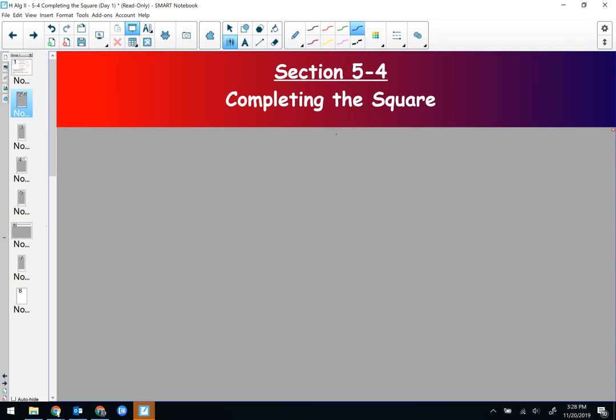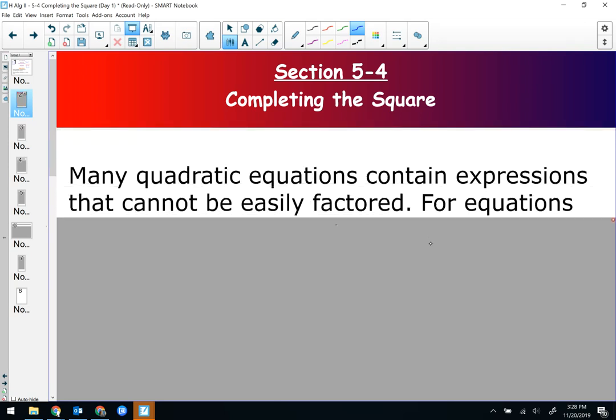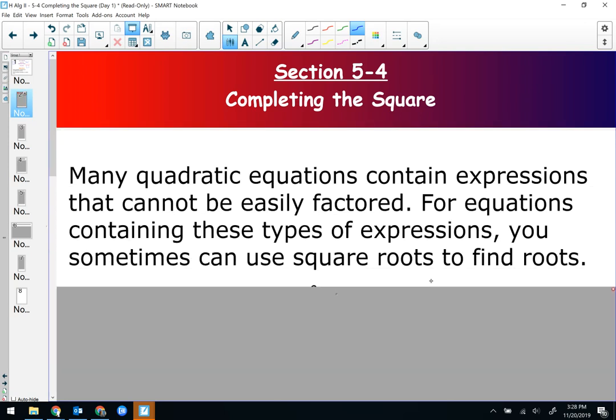So section 5-4, completing the square. Okay. Thinking back to sections 5-1 to 5-3. And again, I'm sorry, I'm sick, so excuse me while I get drinks and blow my nose. I deeply apologize.